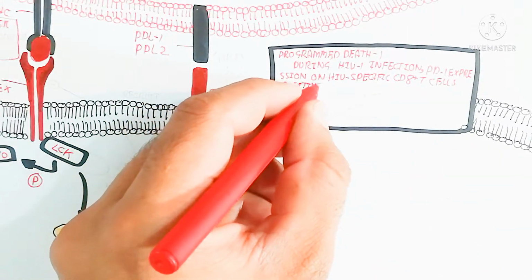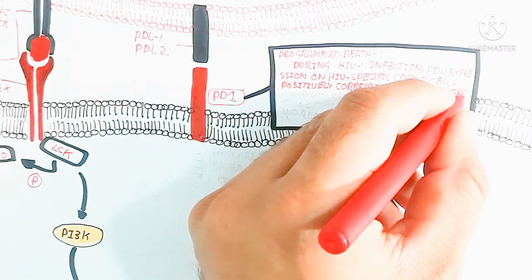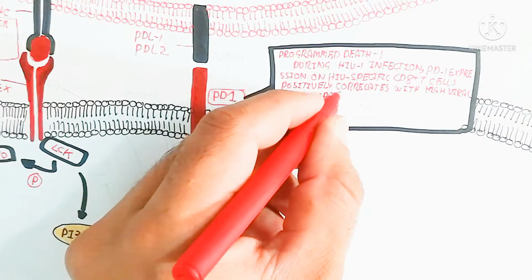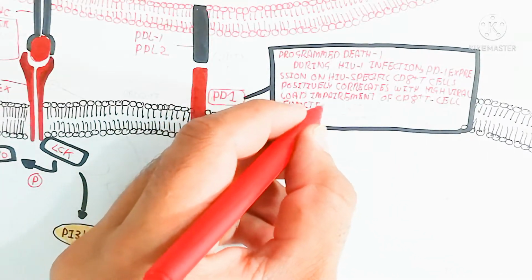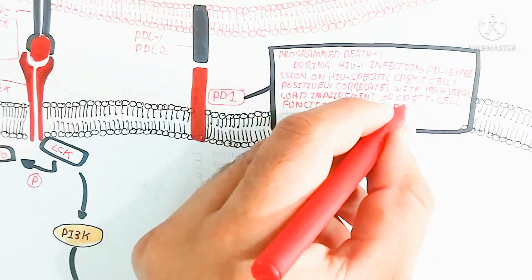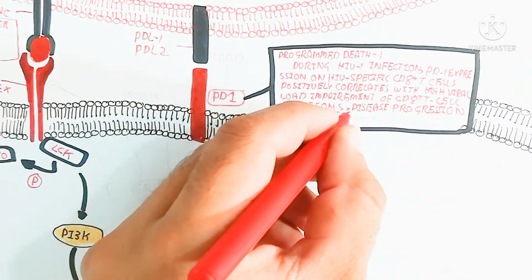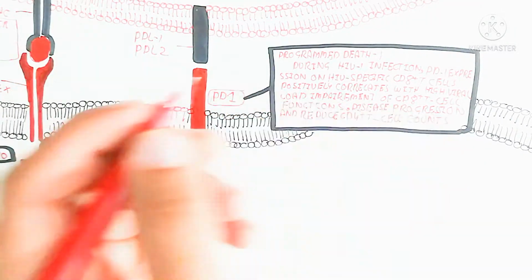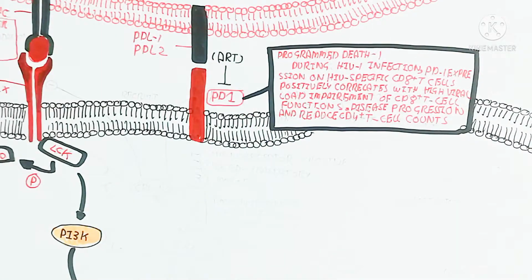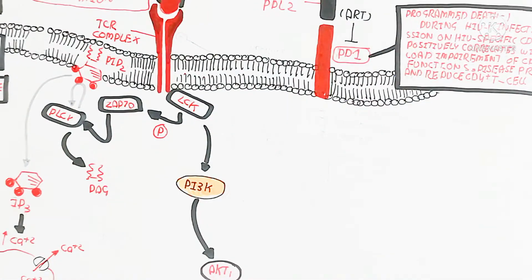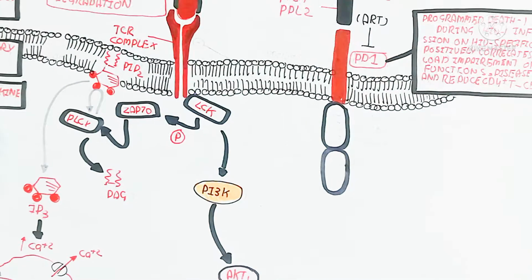Why is this proliferation inhibited? Because the programmed death 1 domain expression on HIV specific CD8 T cells during HIV infection positively correlates with high viral load, impairment of CD8 positive T cell functions, disease progression and reduced CD4 T cell count. So here you can see the PD-1 molecule is the basic inhibitor, and this is its intracellular domain.